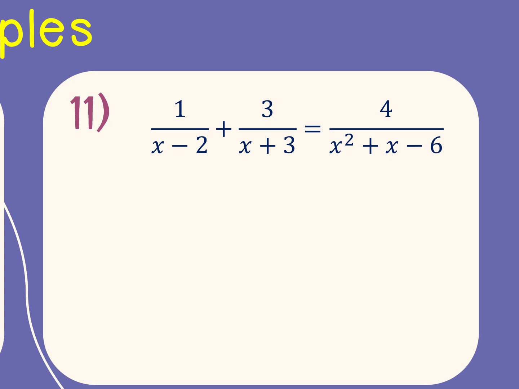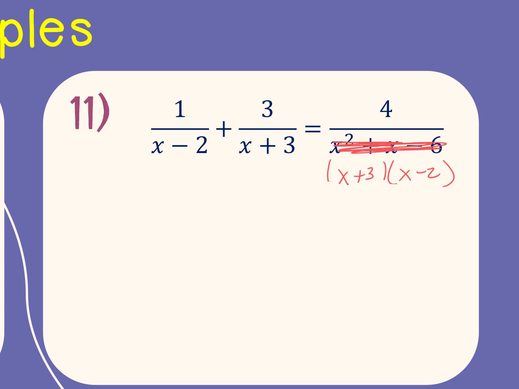Factor. What are the factors of -6 that multiply to give me -6 but add to give me 1? Plus 3, minus 2. What's 3 times -2? -6. What's 3 minus 2? 1. We're good. No worries.